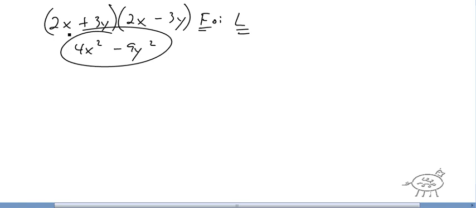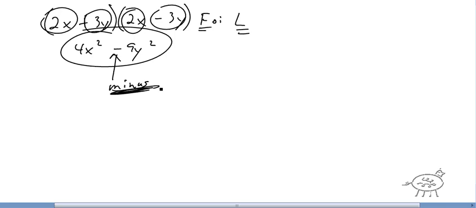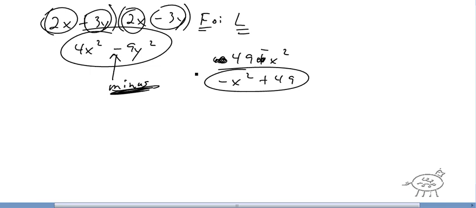Just to remind you, it's the same term here, and the opposite term here. You multiply the first and the last term together. There is always a minus between them. Always, always, always. Of course, if you switch around, like if it was 49 minus x squared, then you would flip it around to put it in descending order. So that is one special case.